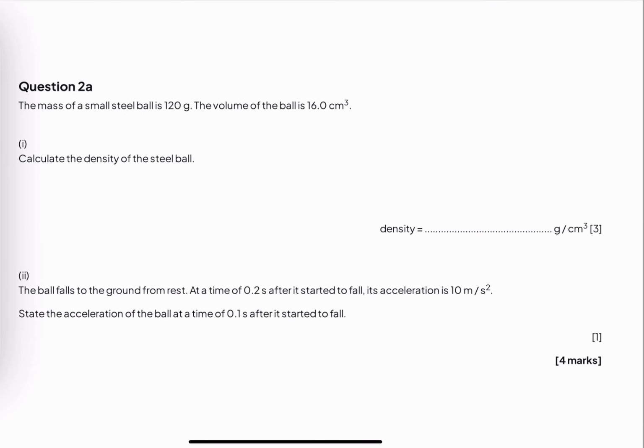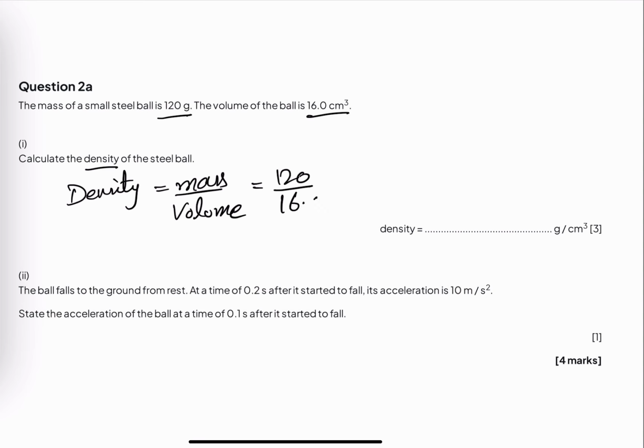In question 2a, the mass of a small steel ball is 120 grams. The volume is 16 centimeter cube. You have to find the density. So density is equal to mass divided by volume. Okay, so mass is 120, volume is 16. That will give you 7.50 grams per centimeter cube.